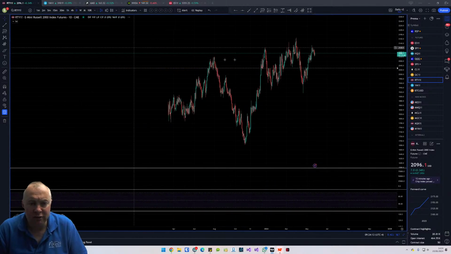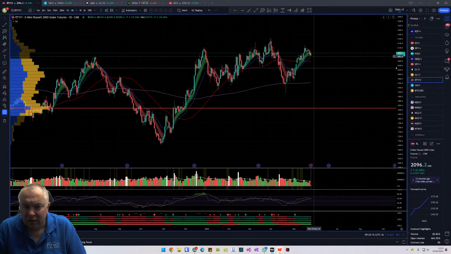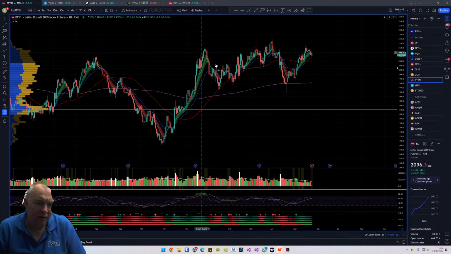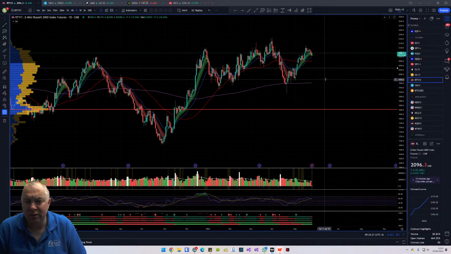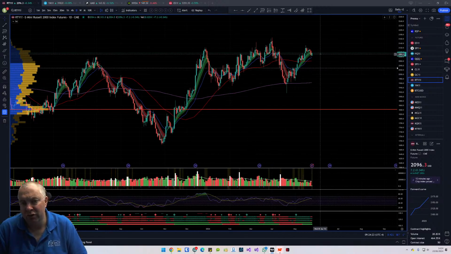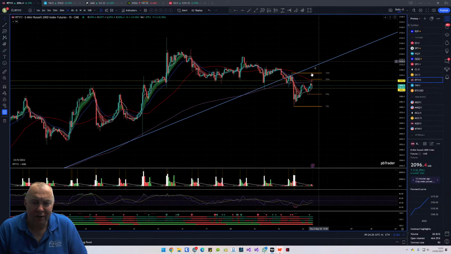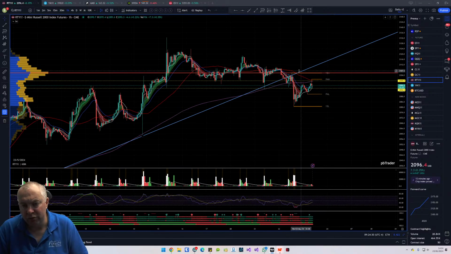The daily's looking like a little bit of a pullback, but we could be looking at a head and shoulders pattern on the daily as well. Left shoulder, head, right shoulder. So the daily's kind of going in line with the hourly as well, so we could watch that for a short around here.